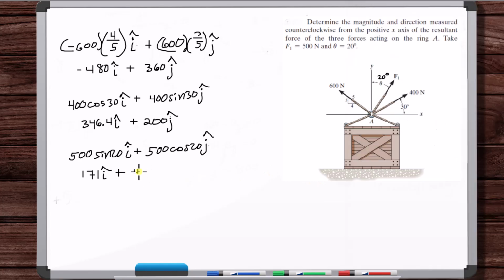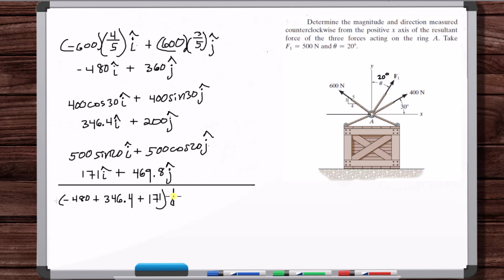$469.8. Okay, now the resultant force, let's just add these vectors up. So minus 480 plus 346.4 plus 171.